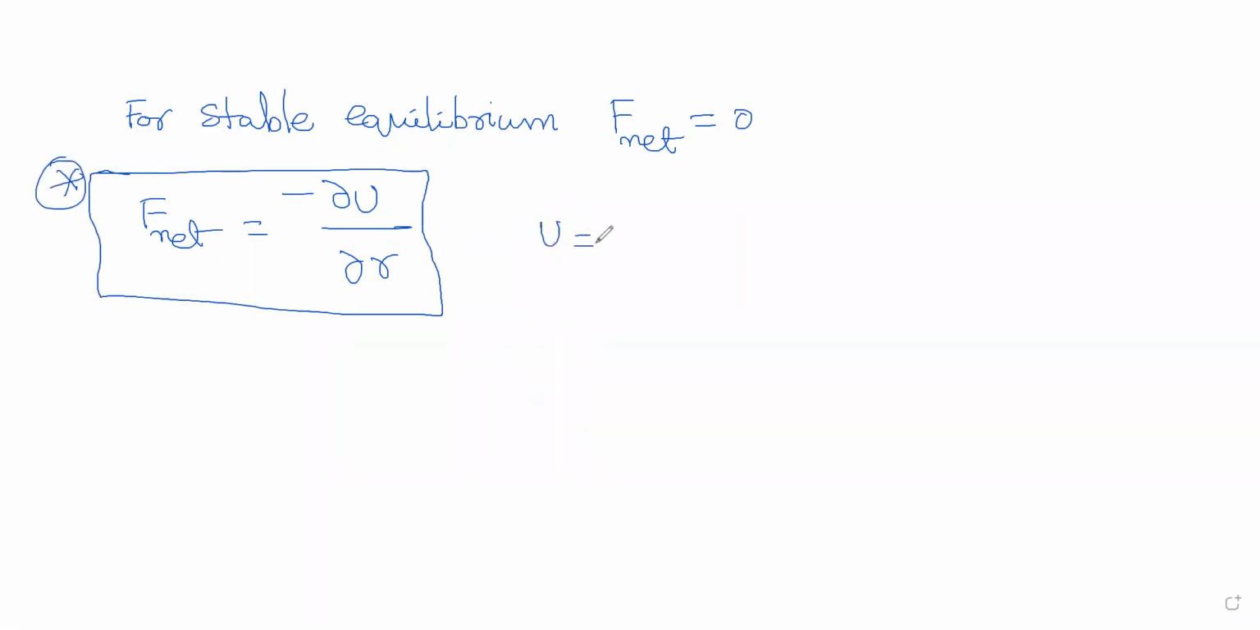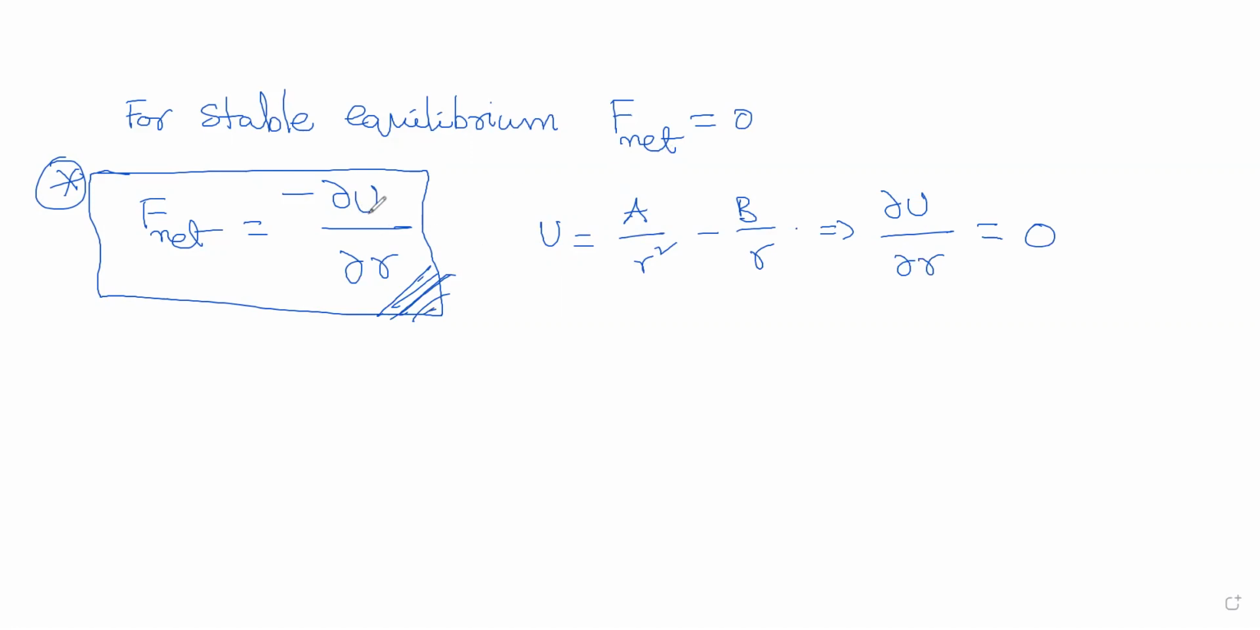U, they have given as A by r square minus B by r. Now you have to take the derivative and set it to 0. That's all you have to do. So F net is 0 means dou U by dou r is 0, whether minus or plus, it doesn't matter. This equation you have to know.